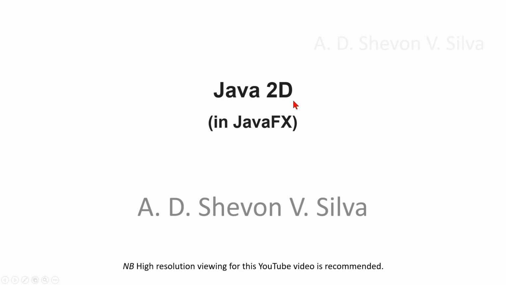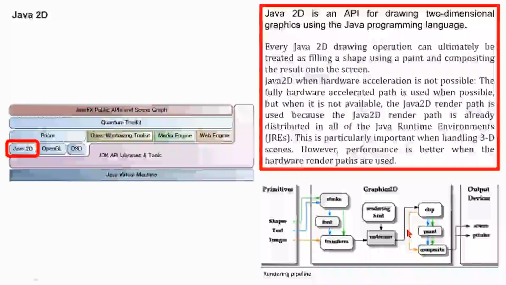Java 2D in JavaFX. Now we are focusing on Java 2D. Java 2D is an API for drawing two-dimensional graphics using the Java programming language.